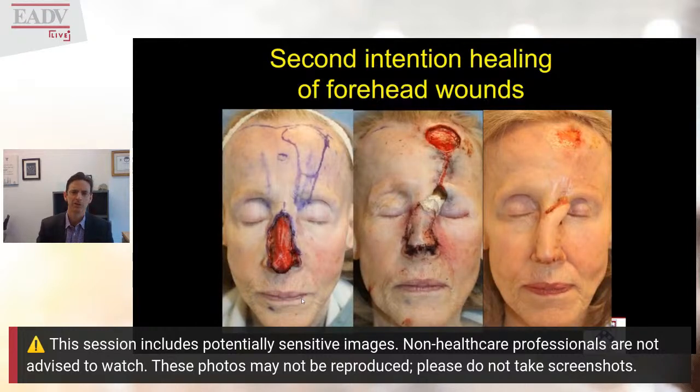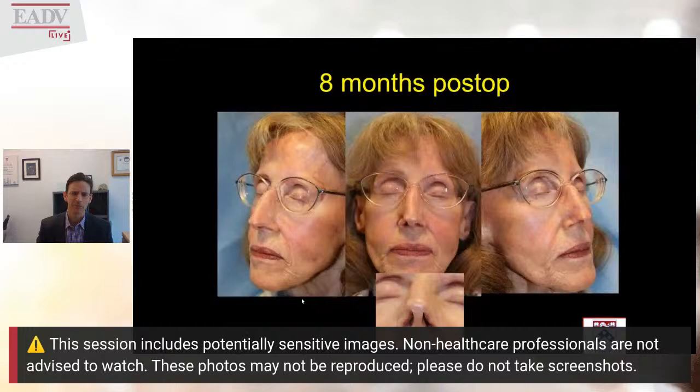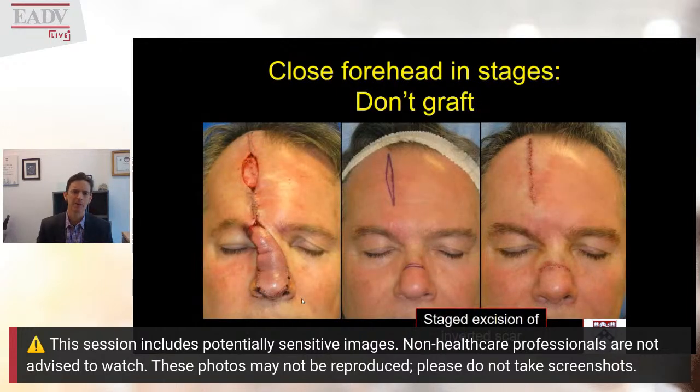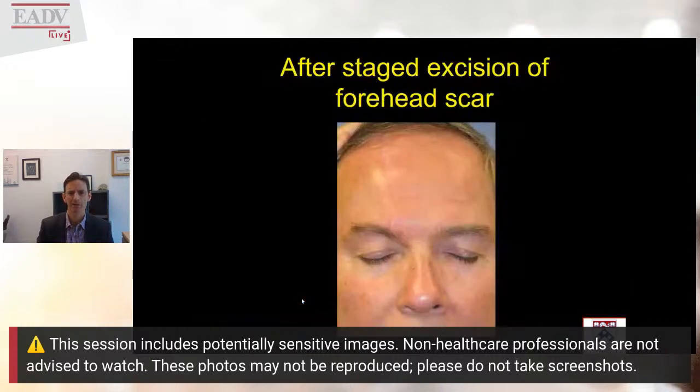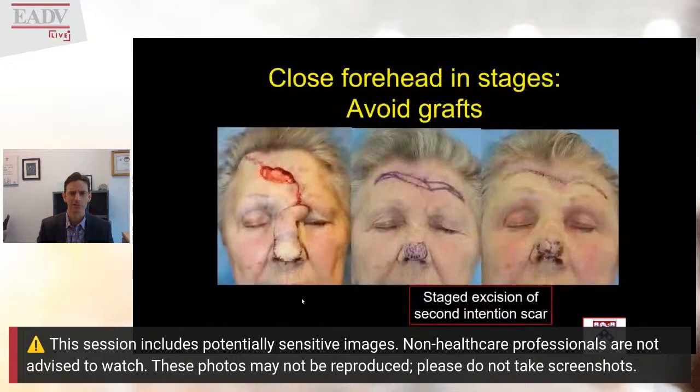Don't worry about closing the defect. Avoid complex closures on the forehead. They often heal beautifully by second intention. And if it does not heal nicely by second intention, simply stage a reconstruction 4 to 6 months later, re-excise the spread scar, and you can usually get a nice result.